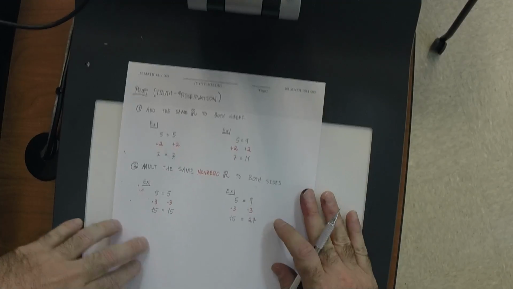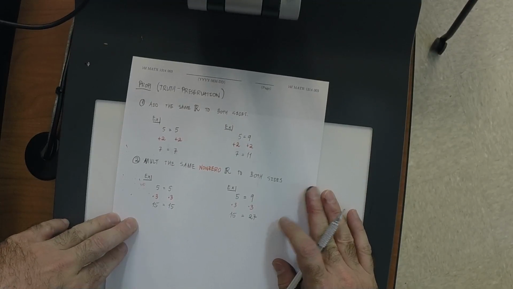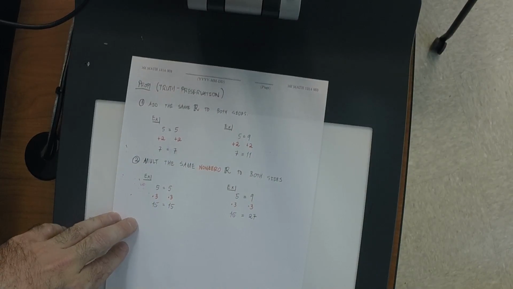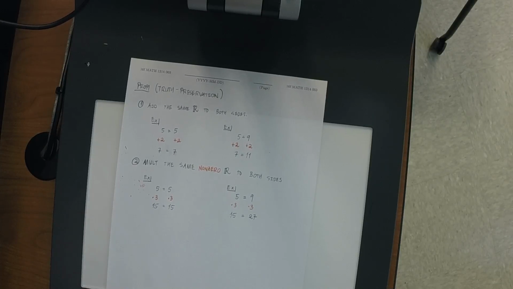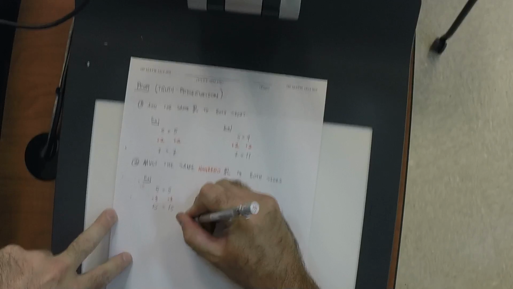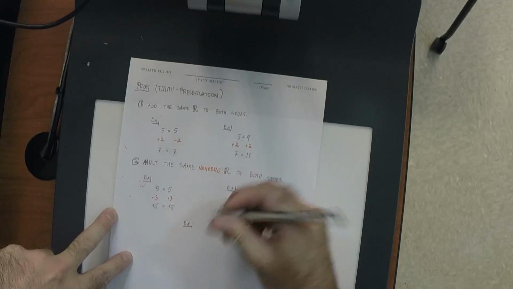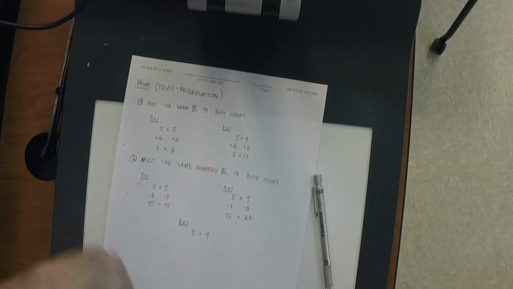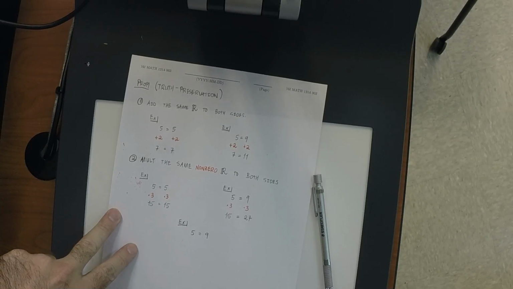So now here's something that's probably been missing from your... this all is probably quite obvious to all of you, and I'm glad for that. But here's something that is perhaps less obvious. How about this equation? 5 equal to 9. Is that true? It's false.